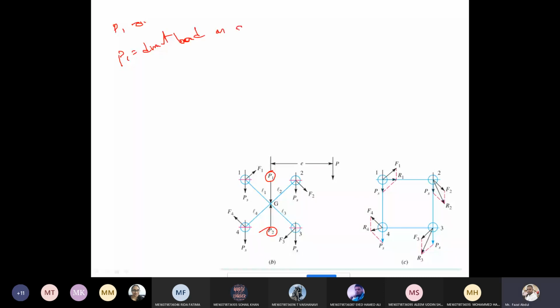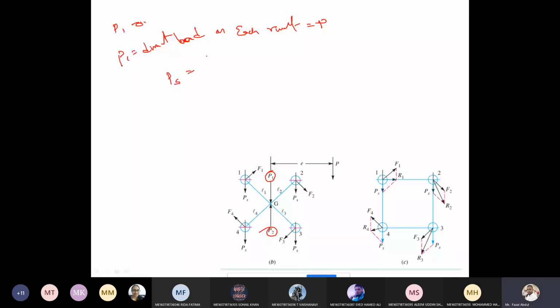Each rivet, it is equal to the load. So how much direct load is on each rivet? For each rivet, we need that. So that is the direct load on each rivet: Ps equals P by N.